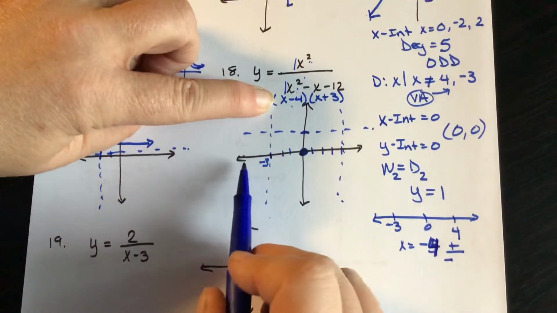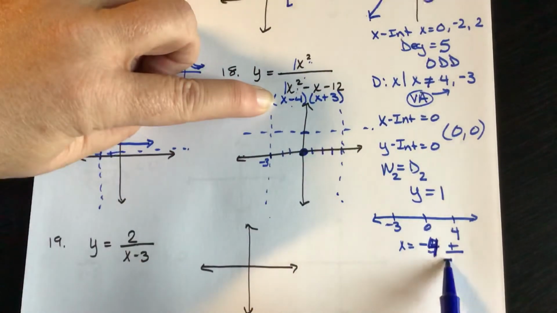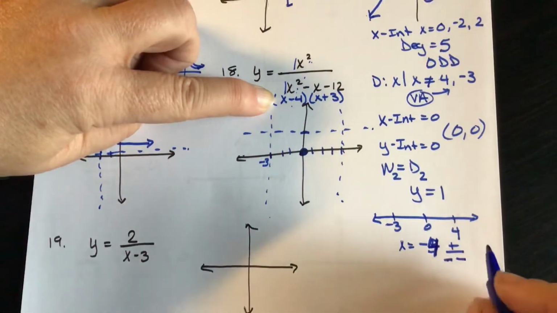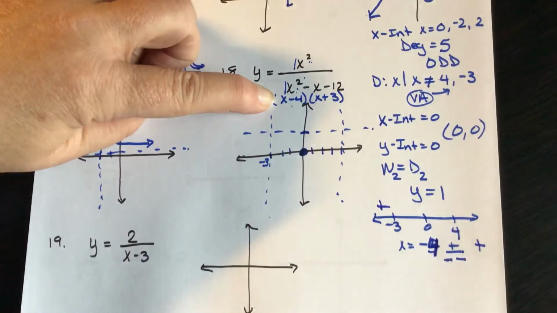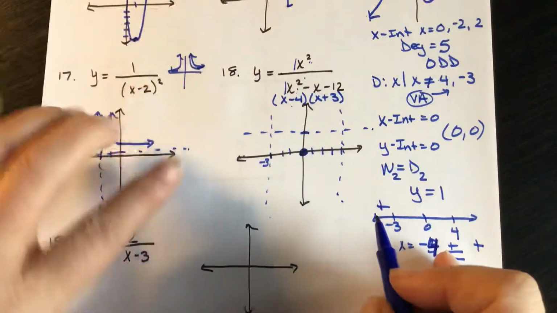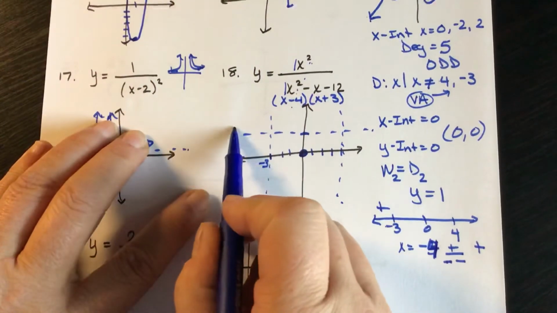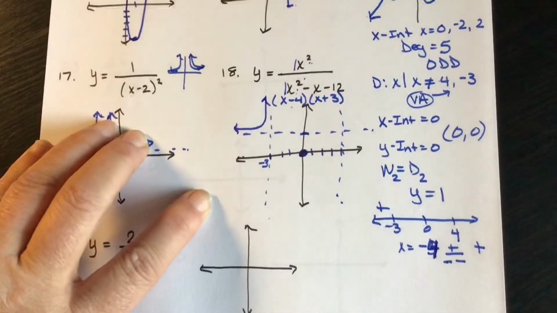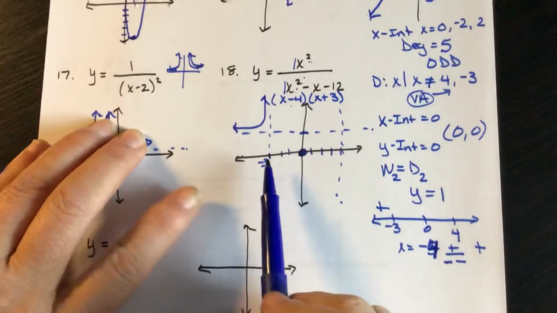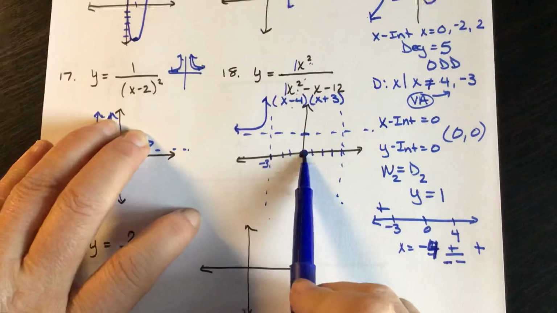Negative 3. It needs to be to the left. So if I have negative 4 minus 4, that's a negative, and negative 4 plus 3 is a negative. So this value here is positive. So the only area to the left of negative 3 that would be all positive is in this section right here. Okay. Then I have the section between negative 3 and 0.